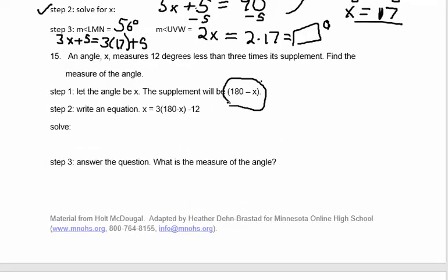So the equation is going to be, let's see, an angle x equals, because it says it measures 12 less than, so I put minus 12 at the back, 3 times its supplement, and the supplement is 180 minus x. So x equals 3 times 180 minus x, and then I have to subtract 12 from that. So I already wrote the equation here for you.